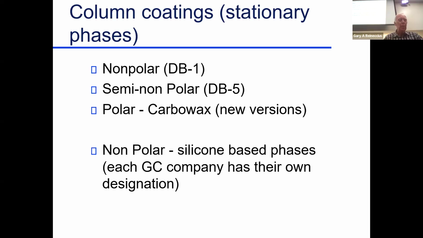These are kind of the workhorses. Most commonly, what coatings are used inside of your columns? Nonpolar, a DB1, that's the most nonpolar column. So tremendously hydrophobic. Okay. Semi-nonpolar, that sounds like an oxymoron, but anyway, you're kind of middle of the road. It's not nonpolar. It's not polar. It's someplace in the middle of that track. And then you get down into nonpolar, and that's the silicone-based phases.